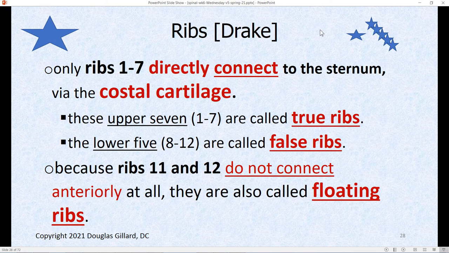Ribs 11 and 12 are also false ribs, but they go into a different category. They're called floating ribs. Why? Because they don't connect to any cartilage in the front. They're floating. They have no connection with the sternum, directly or indirectly. In fact, T12 oftentimes isn't even present.